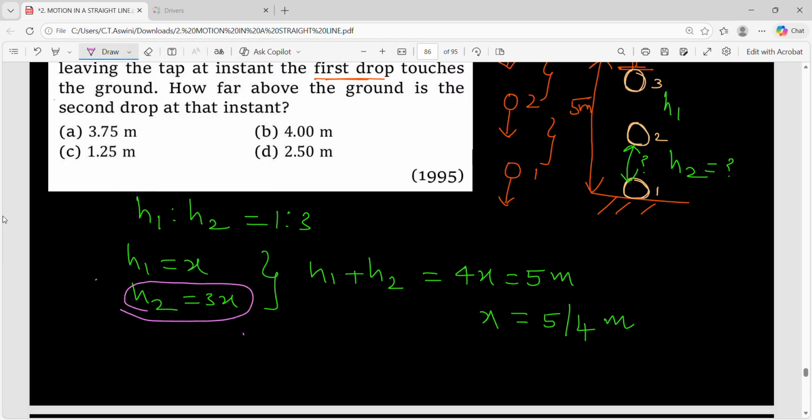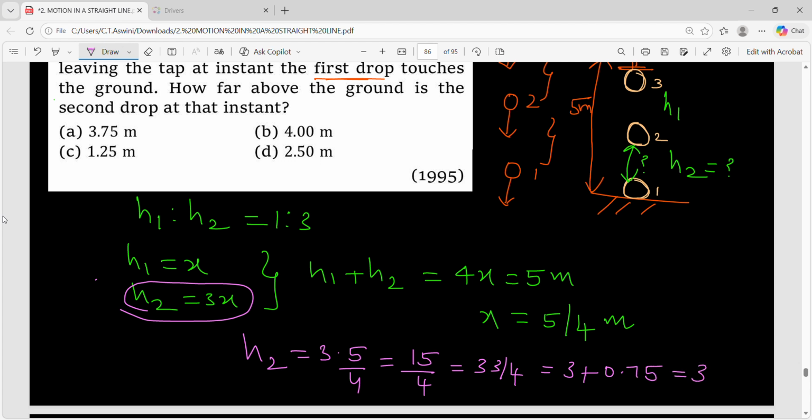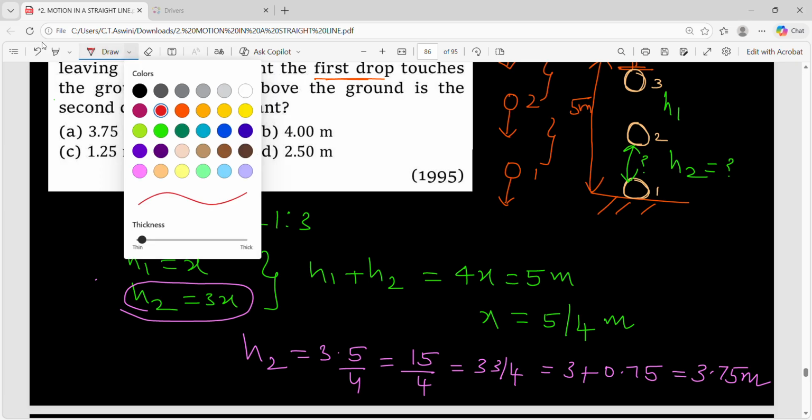H2 is 3x, right? So just substitute now. H2 is equals to 3x and x is 5 upon 4. So how much will you get? 15 upon 4. So 4 3s are 12. 3 is left behind, 3 by 4. So 3 by 4 is how much? 0.75. So 3 plus 0.75, how much will you get? 3.75 meters. So answer is option A.